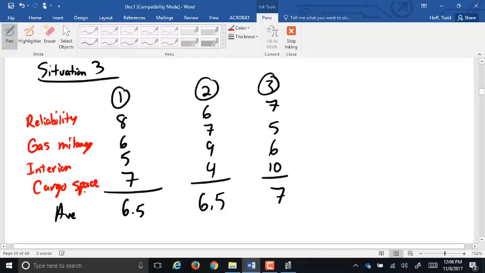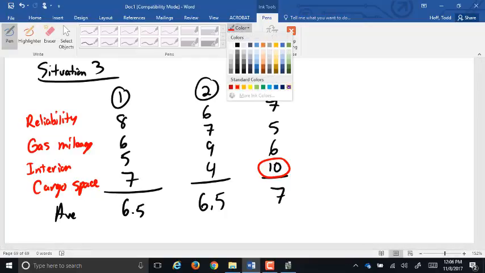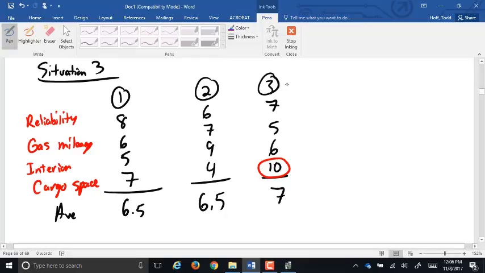Well, if you look at car number 3, it actually has lower ratings in most categories except for the cargo space. It has a huge cargo space, and that's what gave it the higher average. What if you're a person who doesn't need a lot of cargo space? So to account for that, we use weighted averages rather than averages.